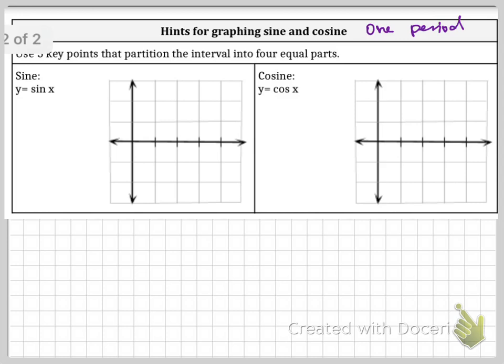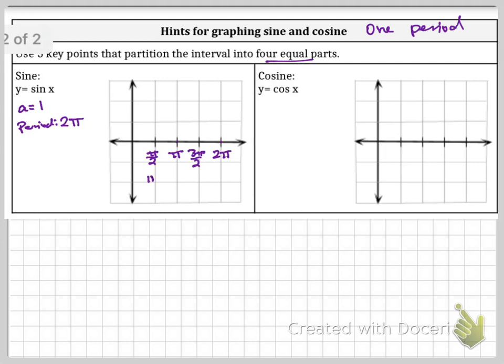We have y equals sine of x. In this case, there's no a value in the front, so our amplitude is 1. There is no change in b, so our period is 2 pi. When we know that our period is 2 pi, you go out 1, 2, 3, 4 to this point here. This is 2 pi. Then we're going to partition it into 4 equal parts. So half of 2 pi is pi. Half of pi is pi over 2. And then the last one over here will be 3 pi over 2.